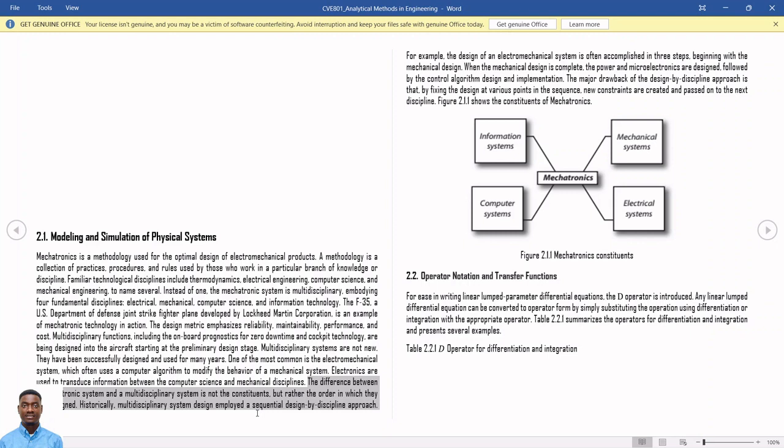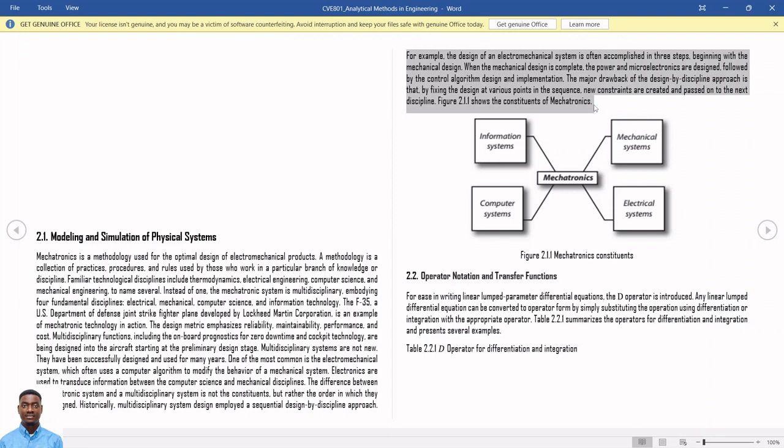All the disciplines work together on the design of the system at the same time, and that is the advantage of the mechatronic system over the multidisciplinary system. With the multidisciplinary approach that uses sequential design by discipline, any constraint in a certain discipline on that design will be carried on to the next discipline, because the disciplines are not working together at the same time. So discipline A completes their own aspect of the design, passes it on to discipline B to complete their own aspect, passes it on to discipline C, and so on.